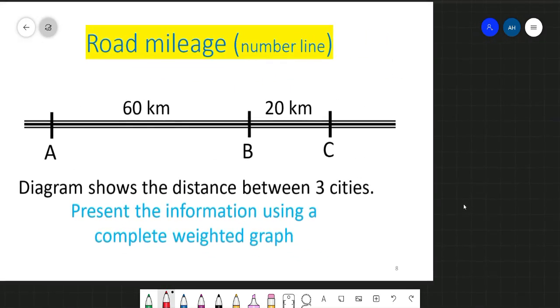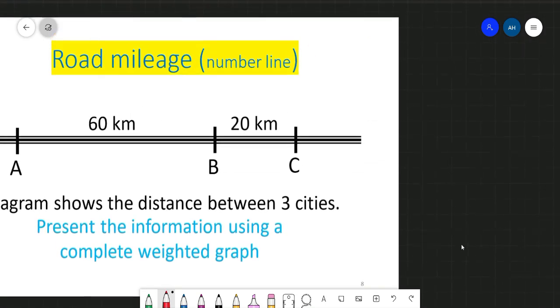So how to do that? In this case, we have only 3 vertices, right? A, B, and C. So let's draw it somewhere here. So we have vertex A, we have vertex B, and we have vertex C, right? We are given in this number line that the distance from A to B is 60. So we can draw an edge from A to B and assign a number to it, that is 60, where 60 represents 60 kilometers.